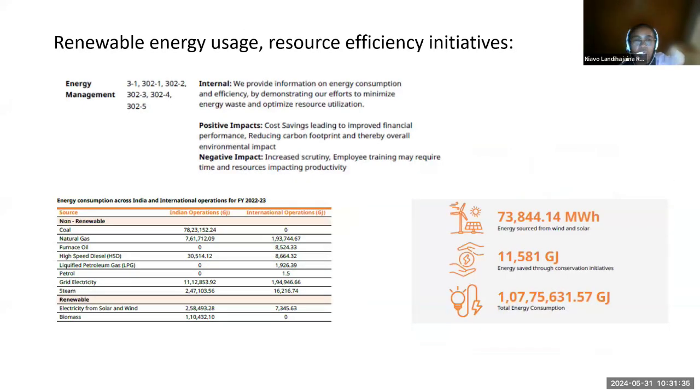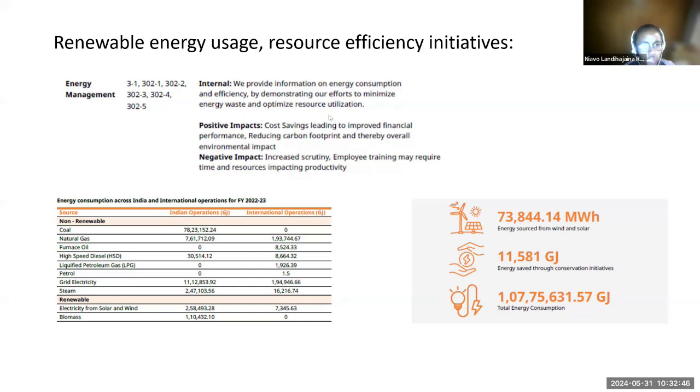And UPLHG also intends to ensure energy efficiency initiatives and also use renewable energy. Their main energy management is first internal. They provide information on energy consumption and efficiency by demonstrating their efforts to minimize energy waste and also optimize resource use. Their positive impact regarding this energy management is cost savings, which lead to improved financial performance, reducing carbon footprint, and thereby overall environmental impact. And finally, there is a negative impact, which is the increased scrutiny. Employee training sometimes requires time and resources, which impact their productivity.